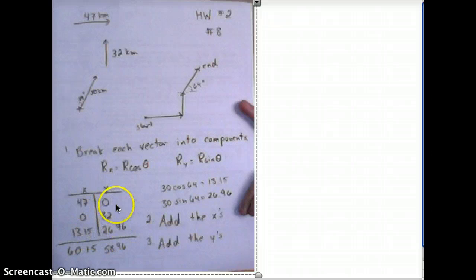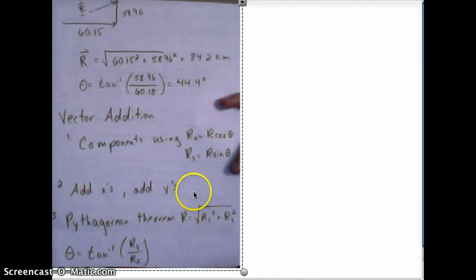Everything that's vertical we can add like a number. So the total x displacement is 60.15 and the total y displacement is 58.96. Now we have a giant right triangle. Well, to find the actual displacement, or this line, we use the Pythagorean theorem: a squared plus b squared equals c squared. In this case, to find the hypotenuse, we'll take the square root of the x leg squared plus the y leg squared to get our total displacement.